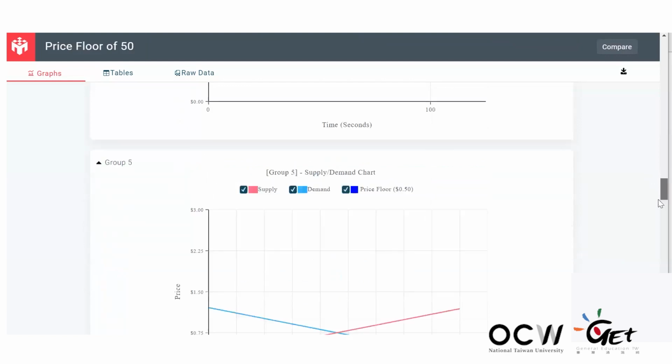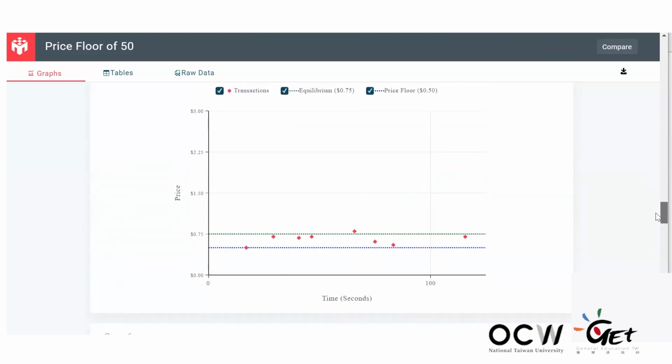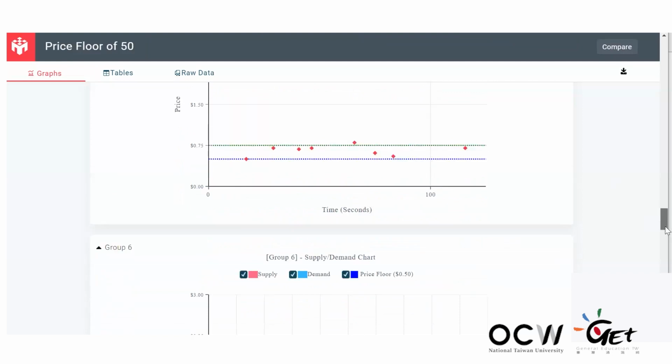And here's group 5. Ooh, group 5 had a lot of transactions. I mean, you guys had fun. I'm not sure if you earned more money for that, but somebody might have traded at a loss or did not earn that much. But okay, in the end, prices are still reasonably close. The last transaction price is 70 cents, not that far from the equilibrium price.